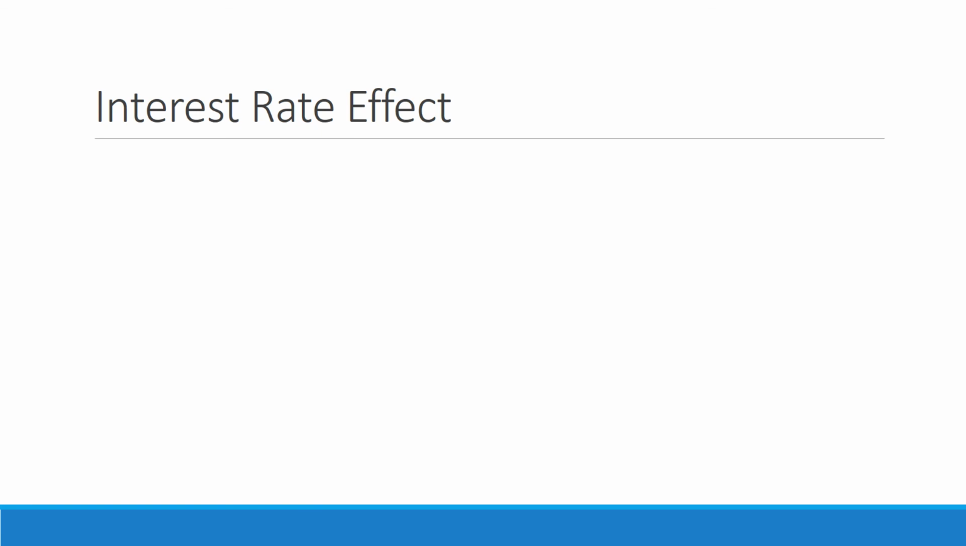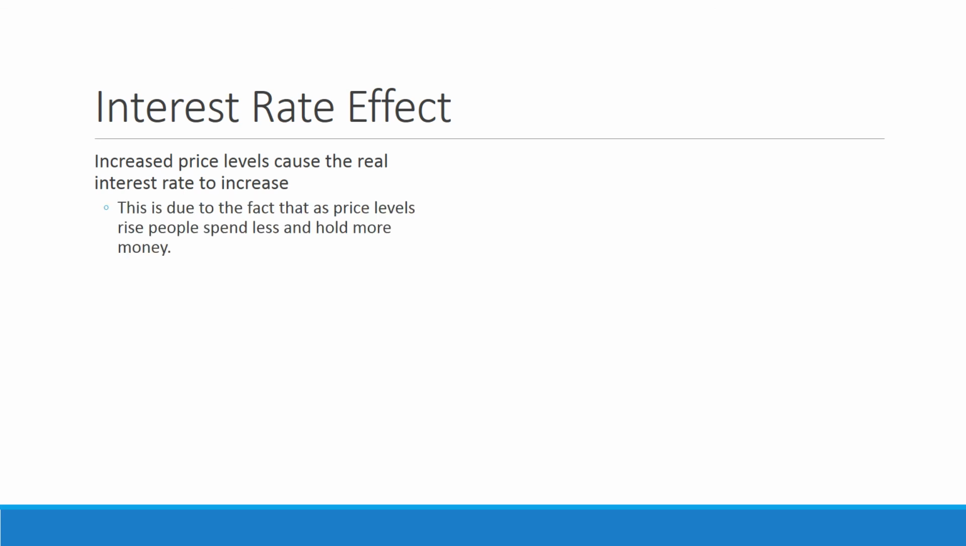Okay, so our second effect is interest rate. Increased price levels cause real interest rates to increase. This is due to the fact that as price levels rise, people spend less and hold more money. So price levels are rising, people are spending less money, they're putting more money into the bank. And this increases the demand for money, causes nominal interest rates to rise.